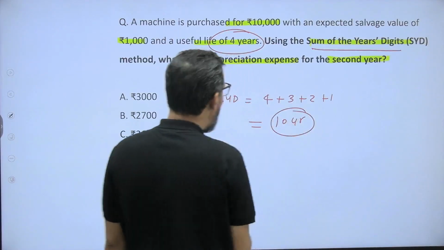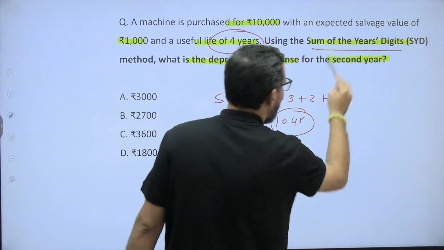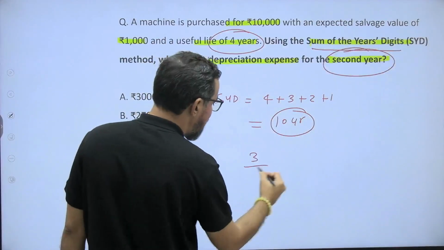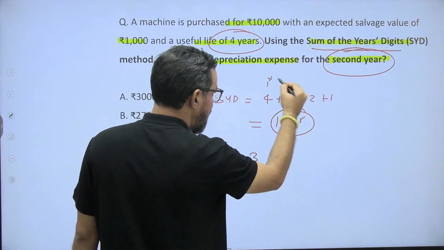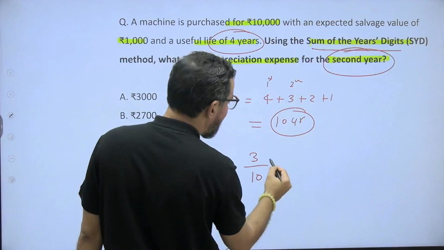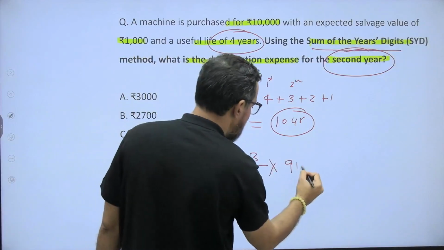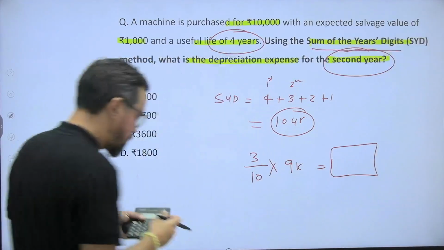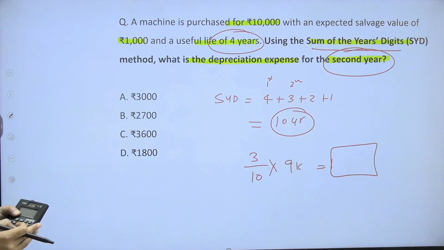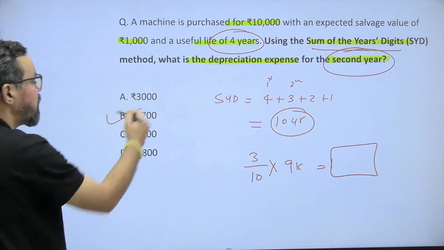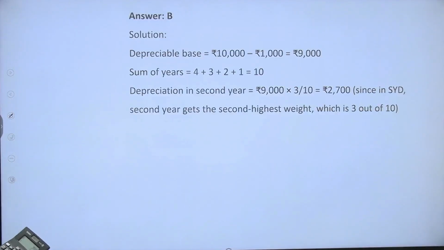Then you have to calculate depreciation for the second year. So that means 3 divided by 10. This is your first year and this is your second year, right? 3 divided by 10 into cost, which is 10,000 minus salvage value 1,000, so 9,000. So 3 divided by 10 into 9,000 is 2,700. So option B will be the right answer for this particular question. Correct? Next one, guys.